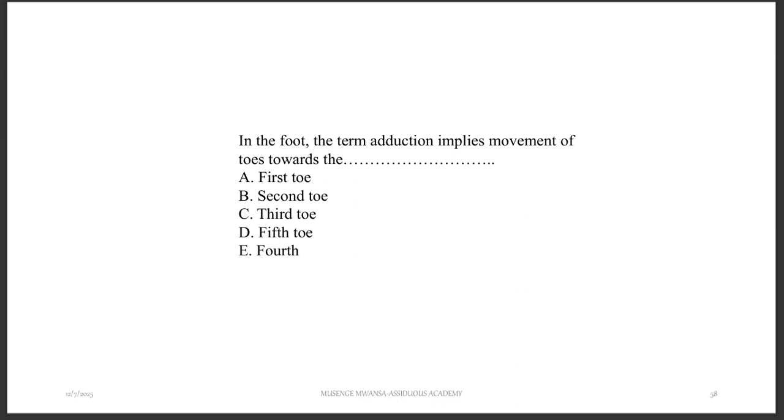Next question. In the foot, the term adduction implies movement of the toes towards the dash. A, first toe. B, second toe. C, third toe. D, fifth toe. E, fourth toe. Evelyn says B. What do others say? Walia also says B. Anyone else? Excellent. You guys are geniuses.